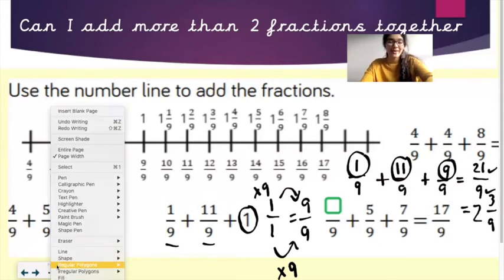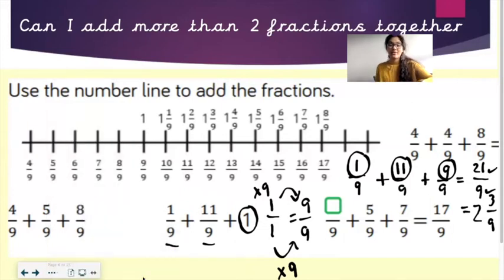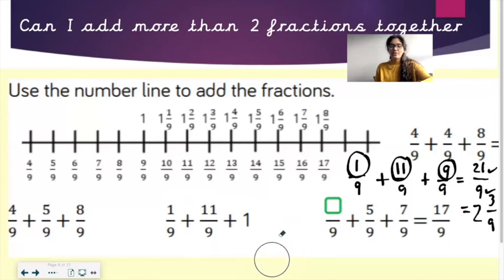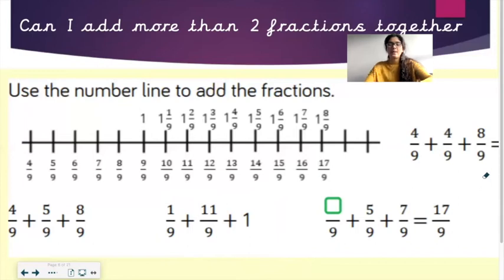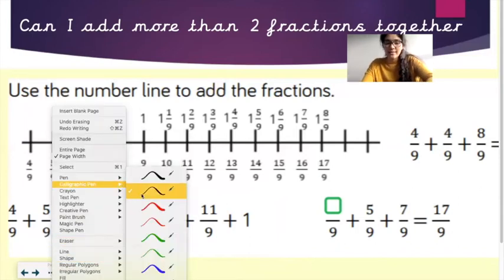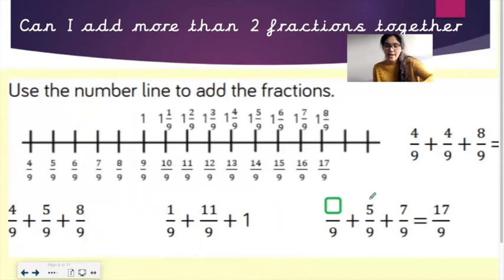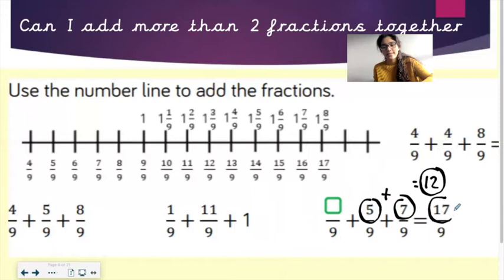Very well done if you managed to push yourself and work out the equivalent fraction like we've just done together. We're on to our final question, which is something over 9 plus 5/9 plus 7/9 equals 17/9. The way in which to do this is first add 5 and 7 together. What's 5 plus 7? It's 12.